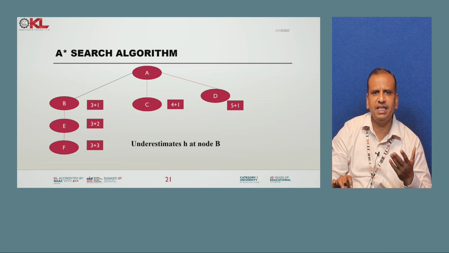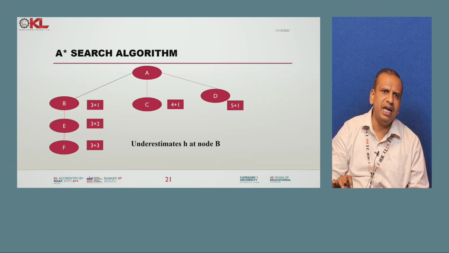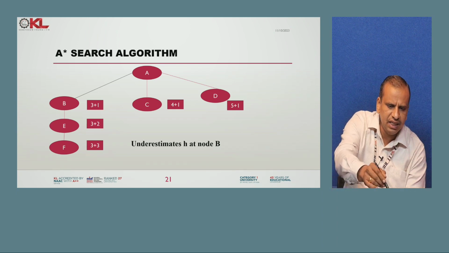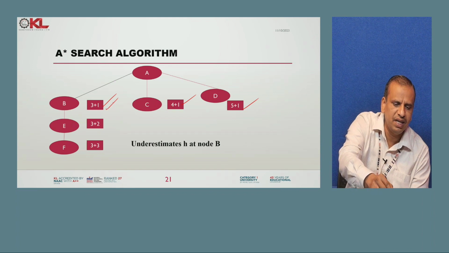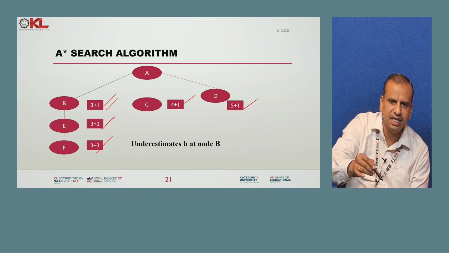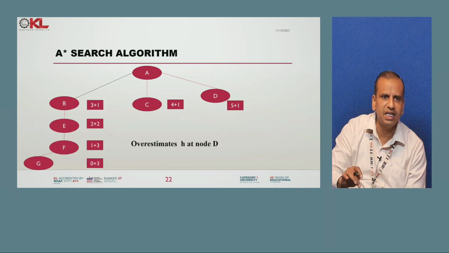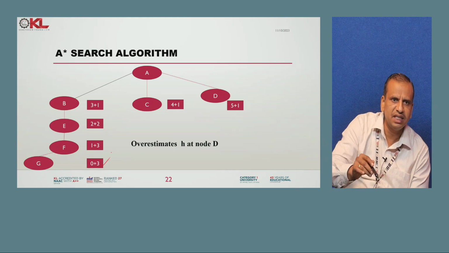For example, let us say it is a simple example. A is a graph: A, B, C, D, E, F, G, H. What is the travel cost here? This is 3 plus 1, 4 plus 1, 5 plus 1, which is minimal, and 3 plus 1 and 3 plus 2, 3 plus 3, like that. Now the solution is 1 plus 1, 0 plus 3, and so on.